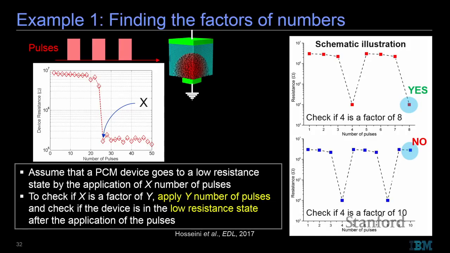So this is just a schematic illustration again. You want to know if 4 is a factor of 8. You apply 8 pulses. These are the 8 pulses here.